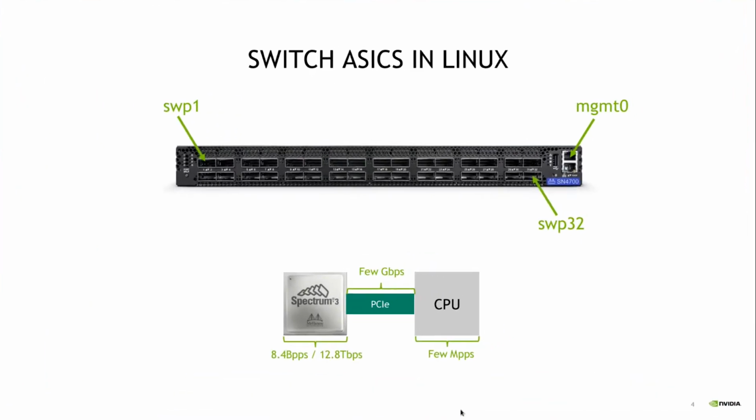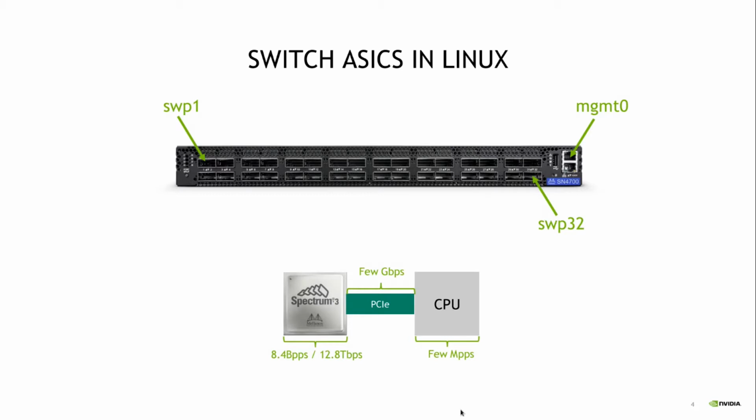With this type of switches, the switch ASIC can usually forward a few billions of packets per second, while the host CPU can only forward a few millions of packets per second at most. And the two are connected using a PCI bus that has a bandwidth of only a few gigabits per second, compared to the switching capacity of the switch ASIC, which is a few terabits per second.